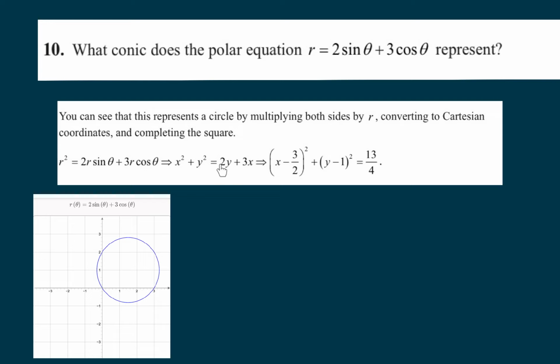Now, the second step is to complete the square. If you complete the square, which you know how to do, the equation will be a circle. And the circle will have radius squared equal to 13 divided by 4. The center of the circle will be x equals 3/2 and y equals 1, and we have finished this lesson.